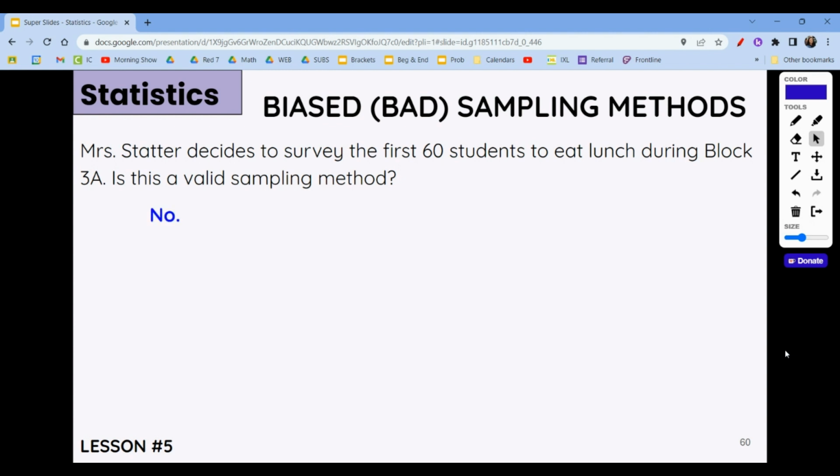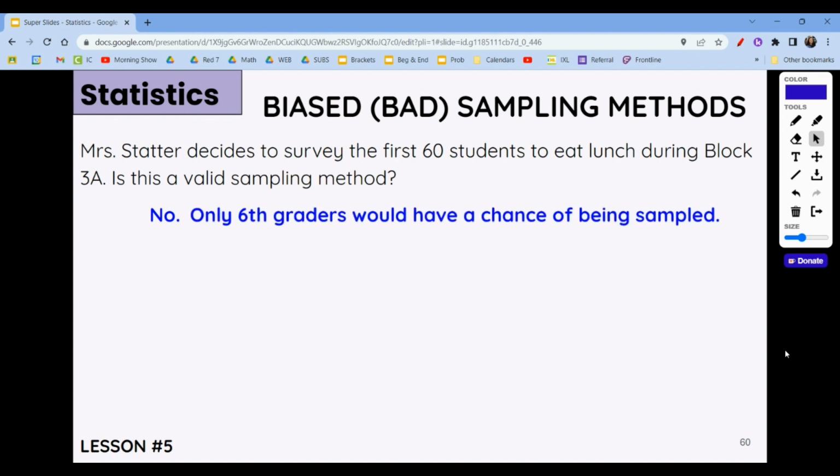Asking the first 60 students to eat lunch during Block 3A, does everyone in the school have a chance to be selected? No, because only 6th graders eat lunch during Block 3A. Only 6th graders would have a chance of being sampled. So this is a biased sampling method.